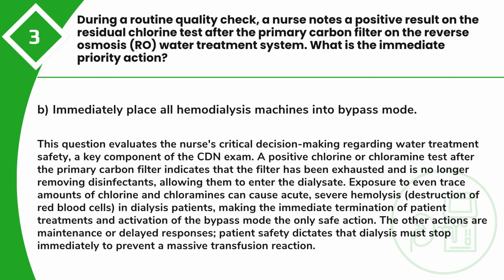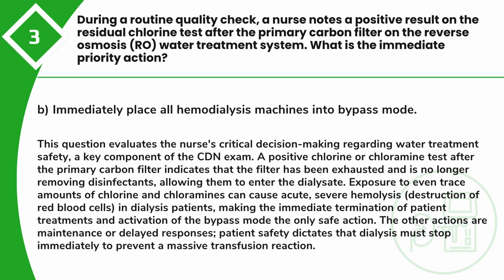Answer. B. Immediately place all hemodialysis machines into bypass mode. This question evaluates the nurse's critical decision-making regarding water treatment safety, a key component of the CDN exam. A positive chlorine or chloramine test after the primary carbon filter indicates that the filter has been exhausted and is no longer removing disinfectants, allowing them to enter the dialysate.